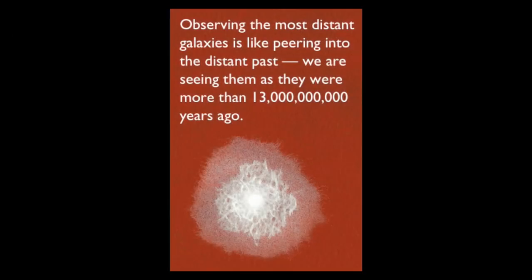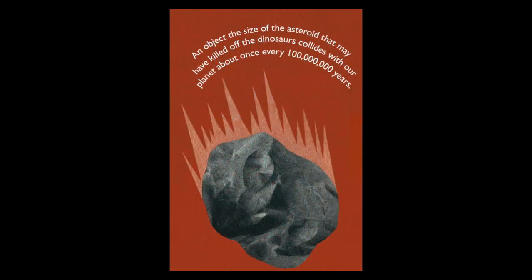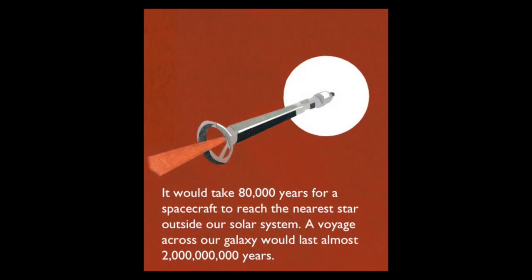Observing the most distant galaxies is like peering into the past. We are seeing them as they were more than 13 billion years ago. An object the size of an asteroid that may have killed off the dinosaurs collides with our planet about once every 100 million years. It would take 80,000 years for a spacecraft to reach the nearest star outside our solar system. A voyage across our galaxy would last almost 2 billion years.